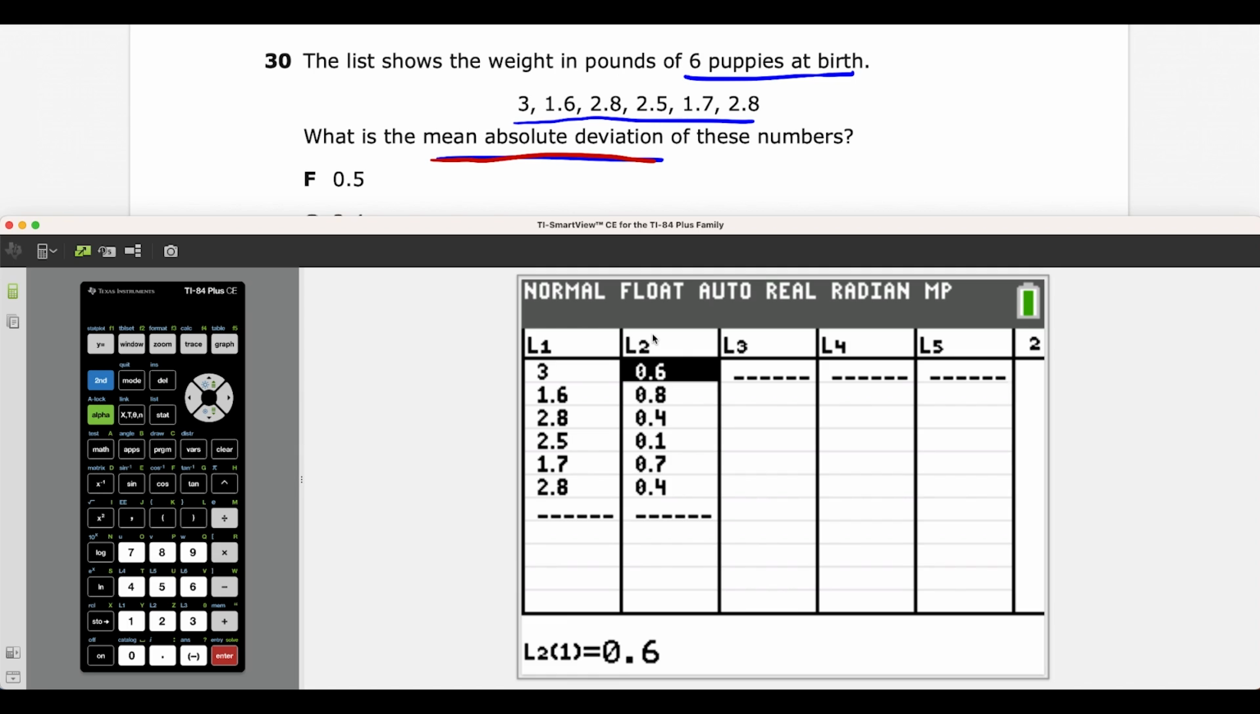And now these values here represent how far away each of these numbers are from the average. Now, if you actually find the average by hand, it's 2.4. And you can see that 3 and 2.4 are 0.6 away from each other. 1.6 and 2.4 are 0.8 away from each other. So that's what these numbers represent.